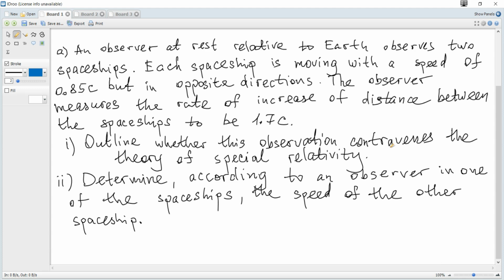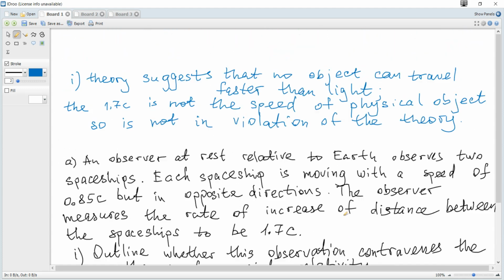An observer at rest relative to Earth observes two spaceships. Each spaceship is moving with a speed of 0.85 c but in opposite directions. The observer measures the rate of increase of distance between the spaceships to be 1.7 c. Outline whether this observation contravenes the theory of special relativity.